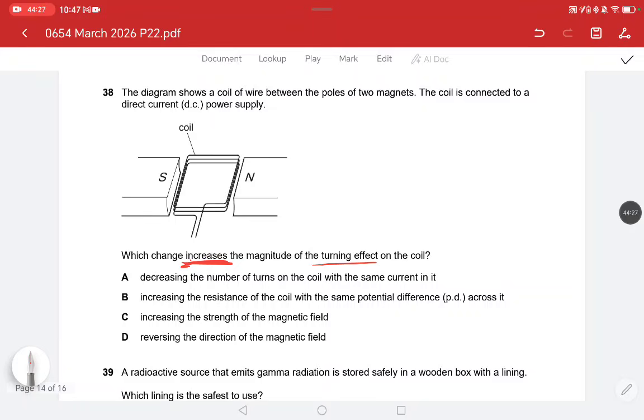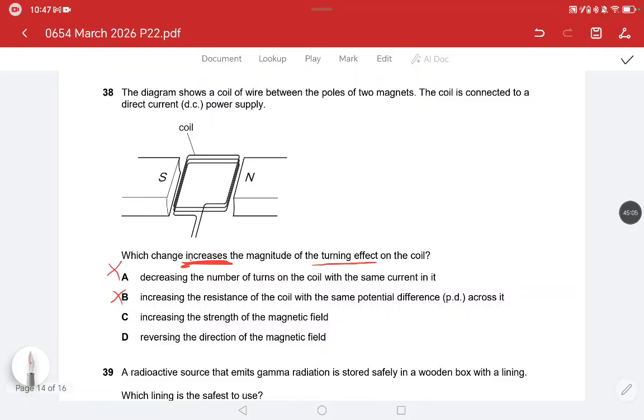So, will you decrease the number of turns? If you decrease the number of turns, it's like you are decreasing the induced voltage, you are decreasing the current, and so of course you are decreasing the turning force. So it's not that. Increasing the resistance? If you increase the resistance, you are decreasing the current. Is it okay? No.